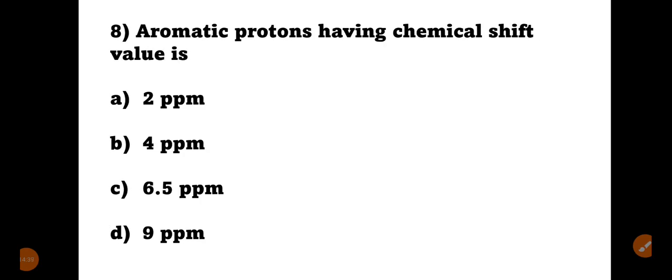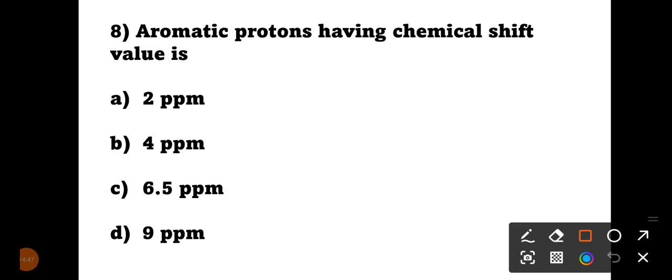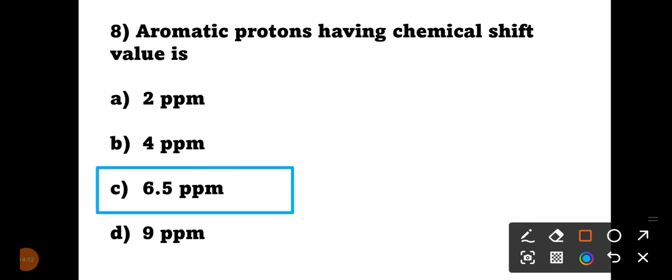So in the next question, aromatic protons having the chemical shift value. Just now we have discussed, what is the functional group here? That is the aromatic protons. So what is the answer over here? That is 6.5 ppm, right? Aromatic protons give in between 6.5 to 7.5 ppm. The range is given for the aromatic protons, they do not have fixed values, because there are many substitutions on the aromatic ring, sometimes electronegative, sometimes electropositive, so depending on the functional group, but the range is 6.5 to 7.5 ppm.